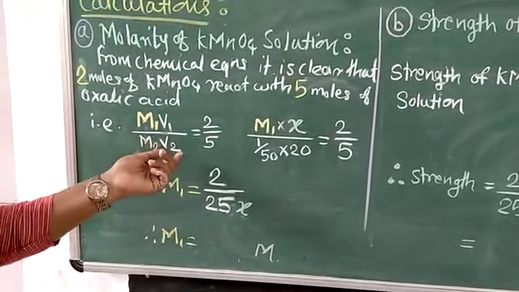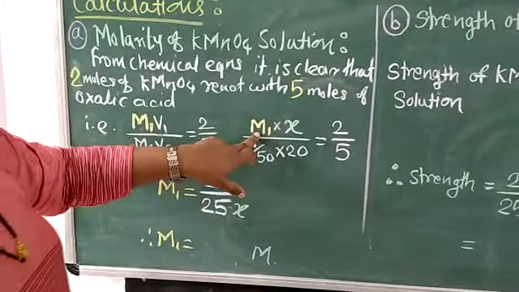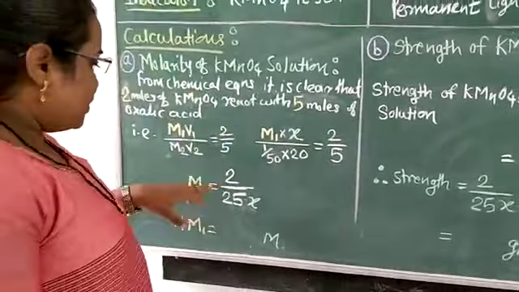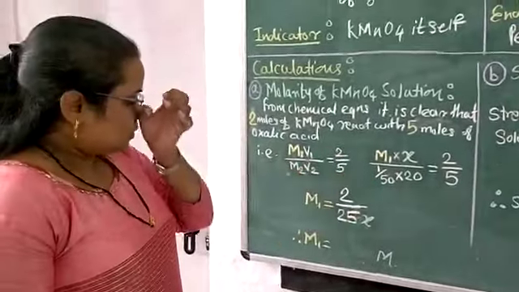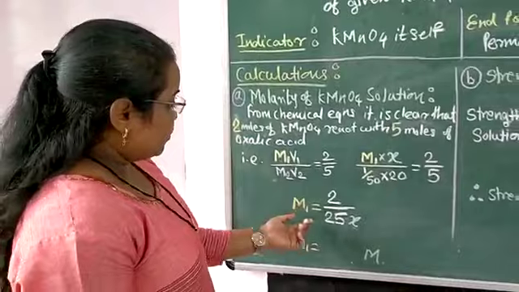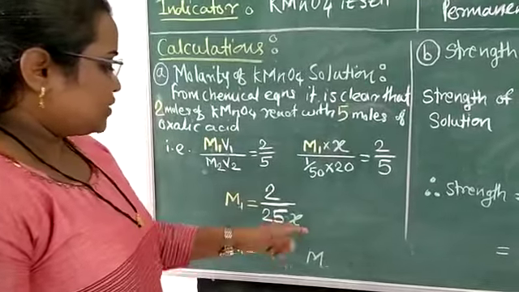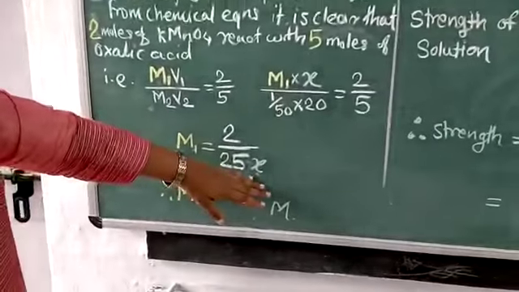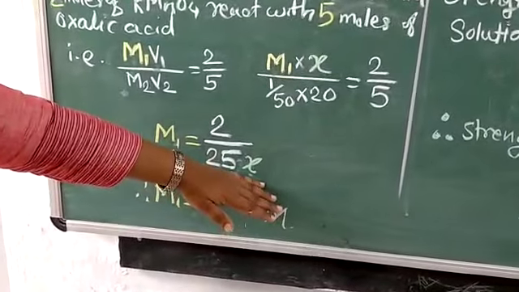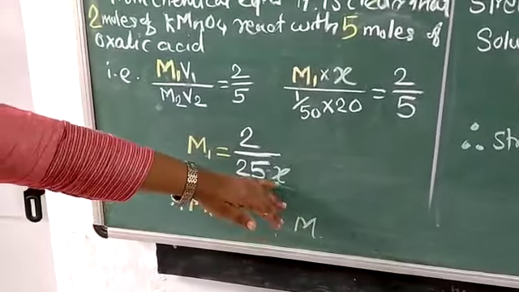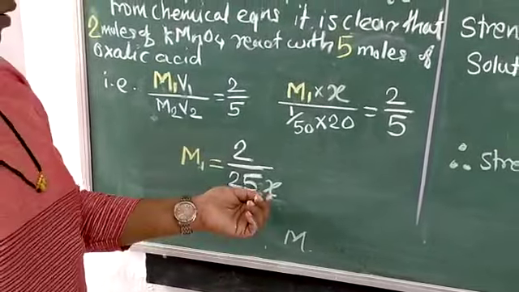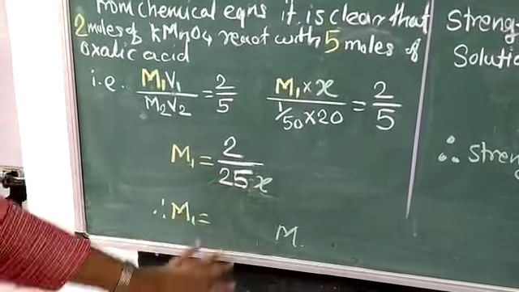Next, from the calculation, M1 is equal to 2 divided by 25 into x. X will be the final burette reading, that is the concordant reading. We have to take the common reading from the successive readings, which is called the concordant reading.